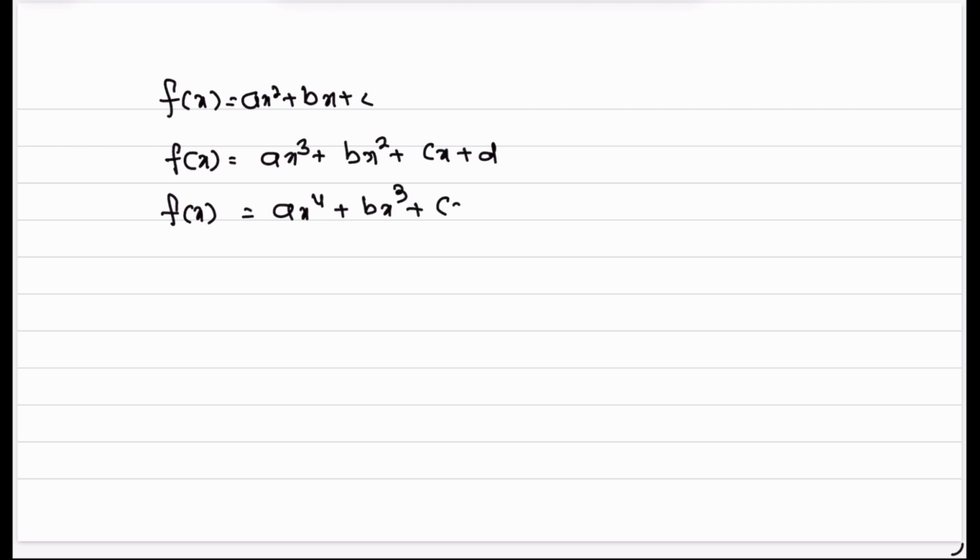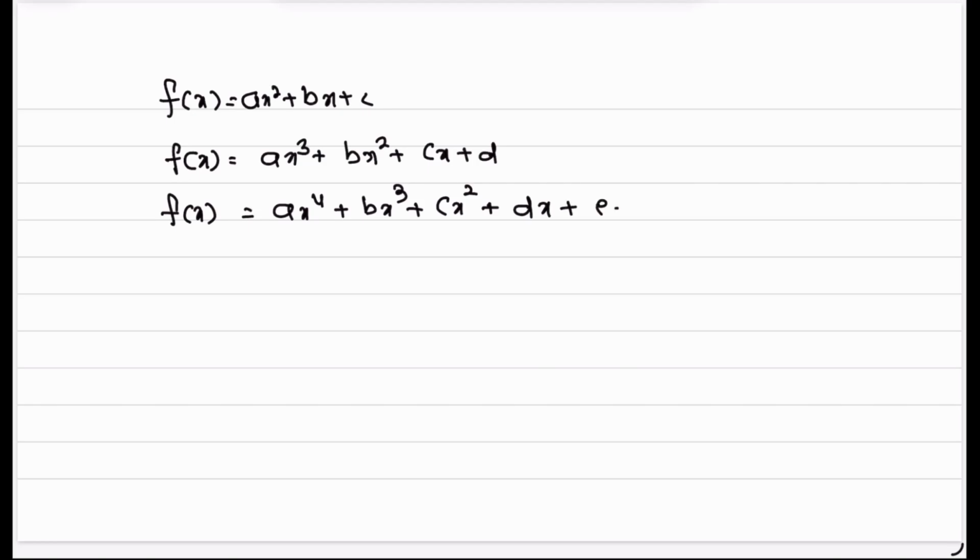Square. And another function can also be there, that can be cubic: ax cube plus bx square plus cx plus d. Another can be function x is equal to ax to the power of 4 plus bx to the power of 3 plus cx square plus dx plus e.